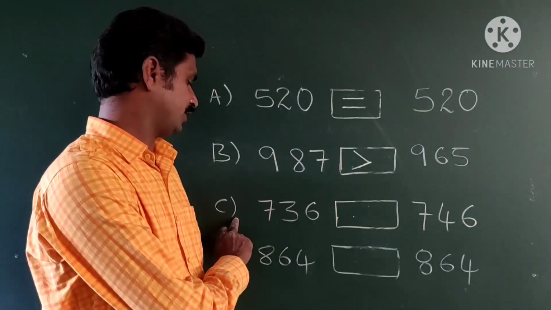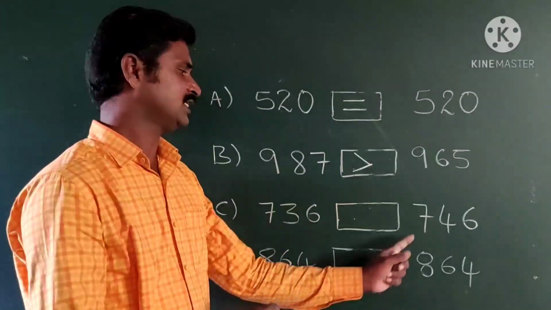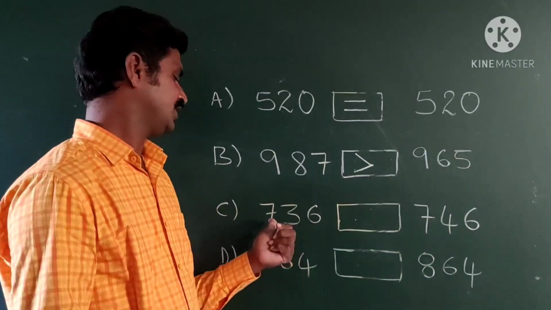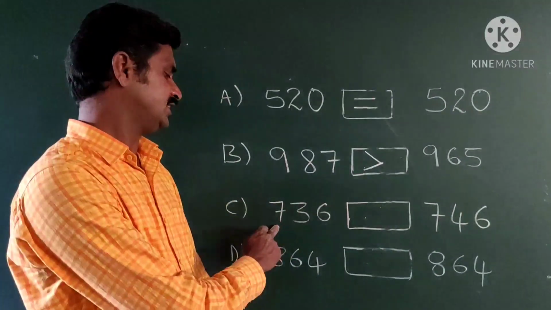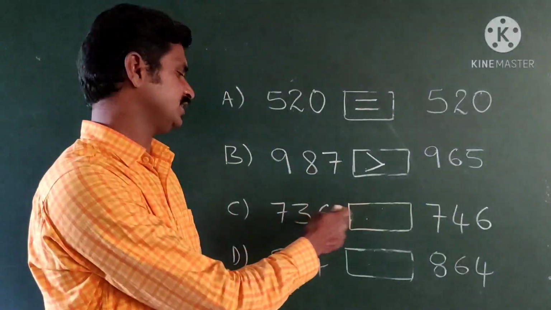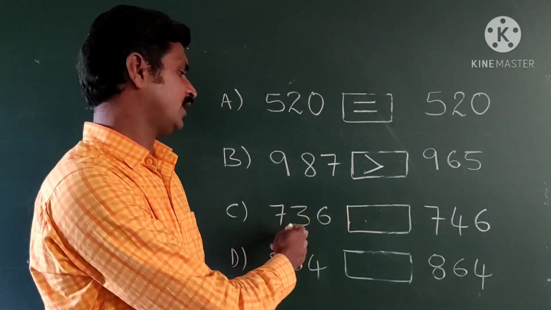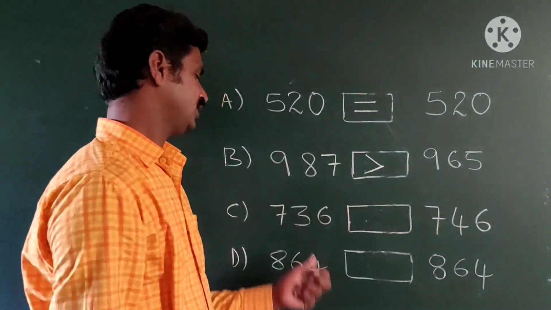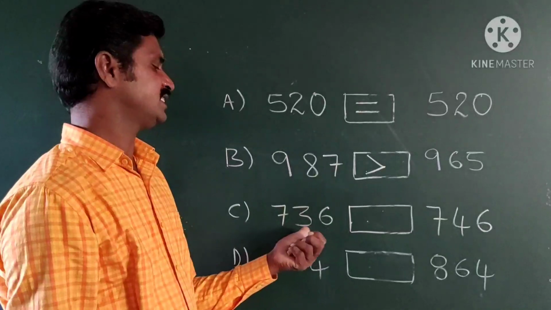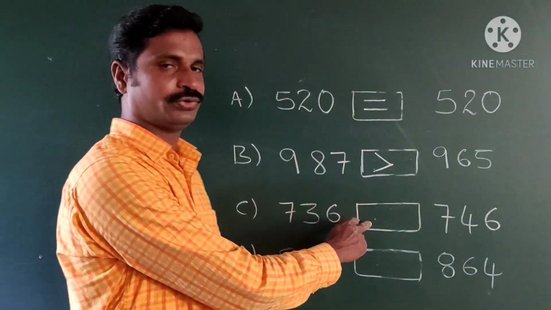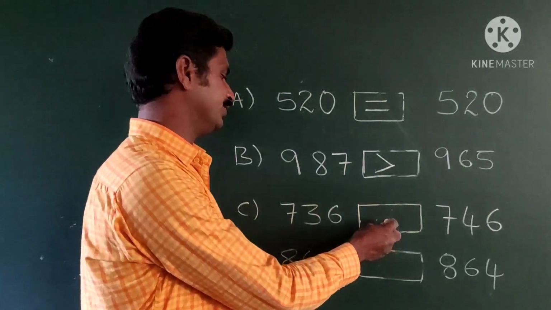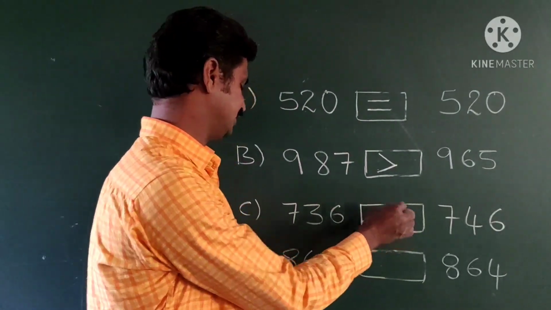Now this one, C1, 736, 746. Yes, 736. You compare these numbers. Is it smaller or bigger than this? Yes, this one is smaller than this. So, which symbol do you keep here? Very good. Less than.